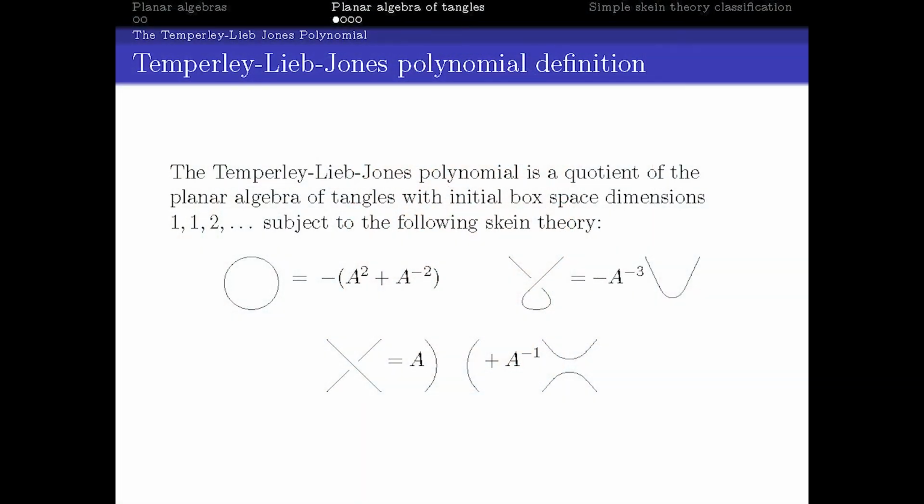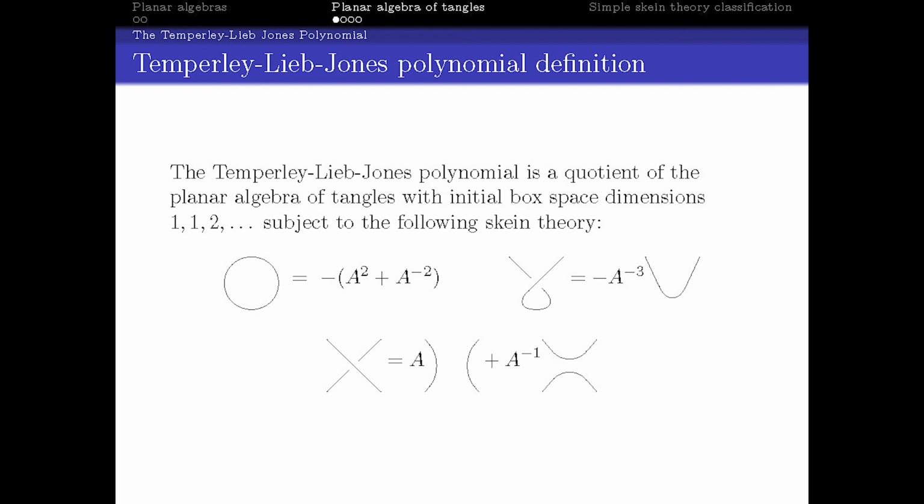Of course, one of the most famous examples of a knot polynomial is the Jones polynomial. So let's explore the planar algebra version of that, which we call the Temperley-Lieb-Jones polynomial. The Temperley-Lieb-Jones polynomial is a quotient of the planar algebra of tangles, like we just mentioned, with initial box space dimensions 1, 1, and 2. And it's subject to the following skein theory. So here we see that we can remove the circle by multiplying by negative a squared plus a to the minus 2.